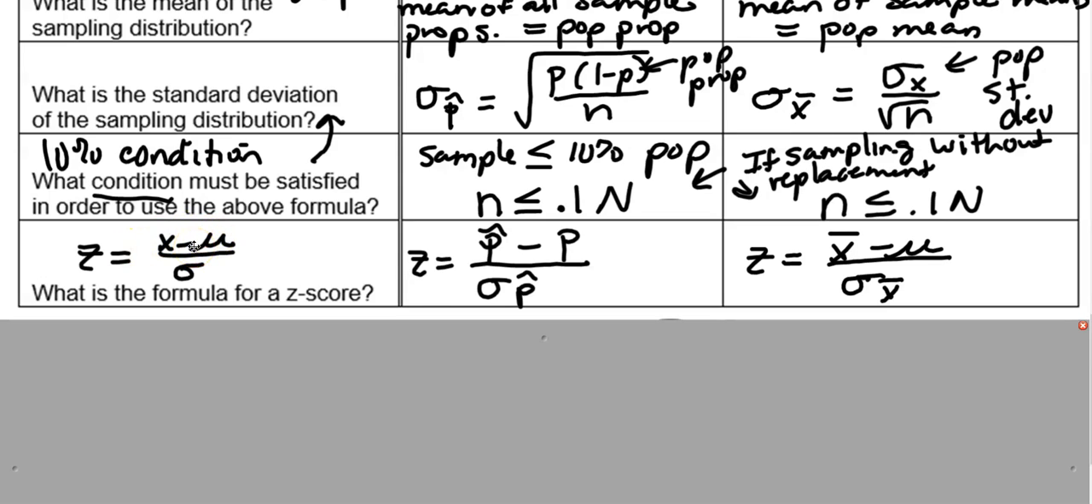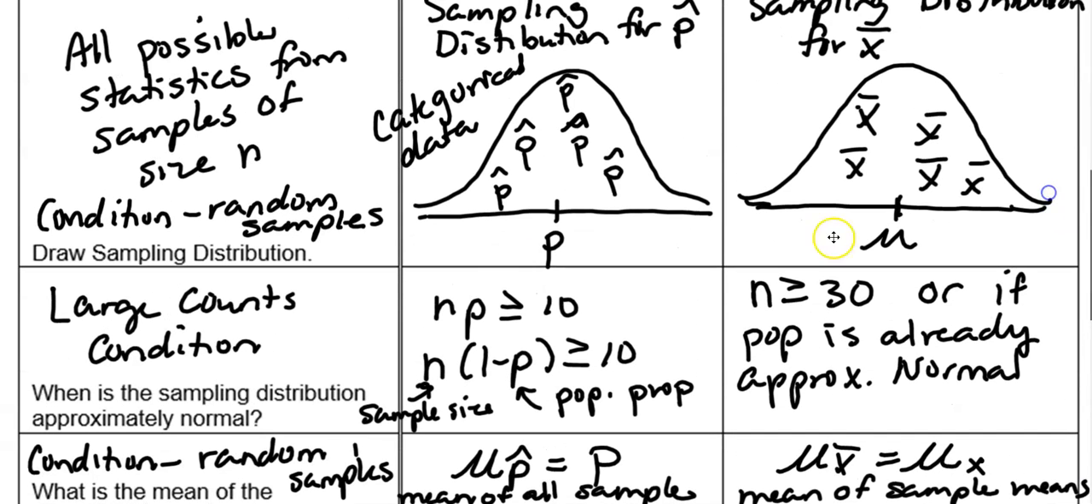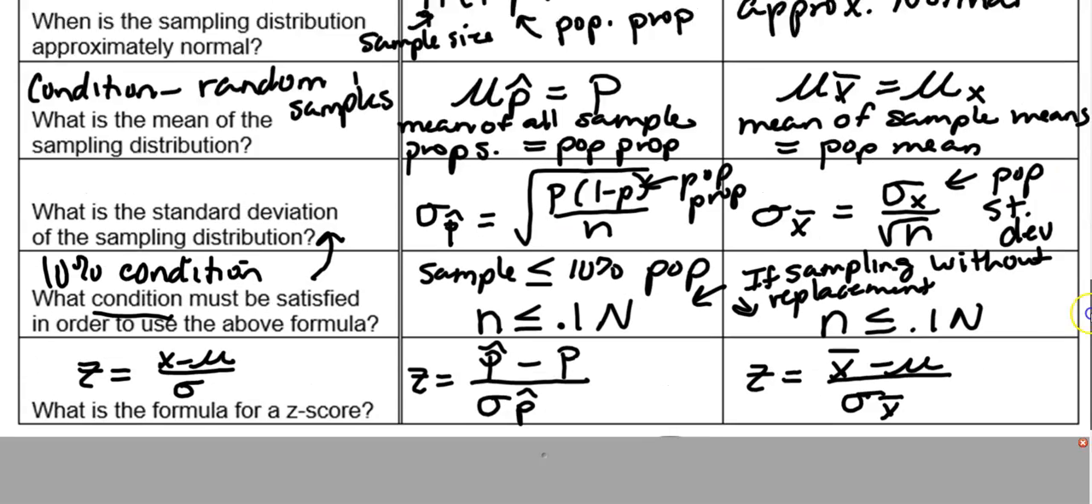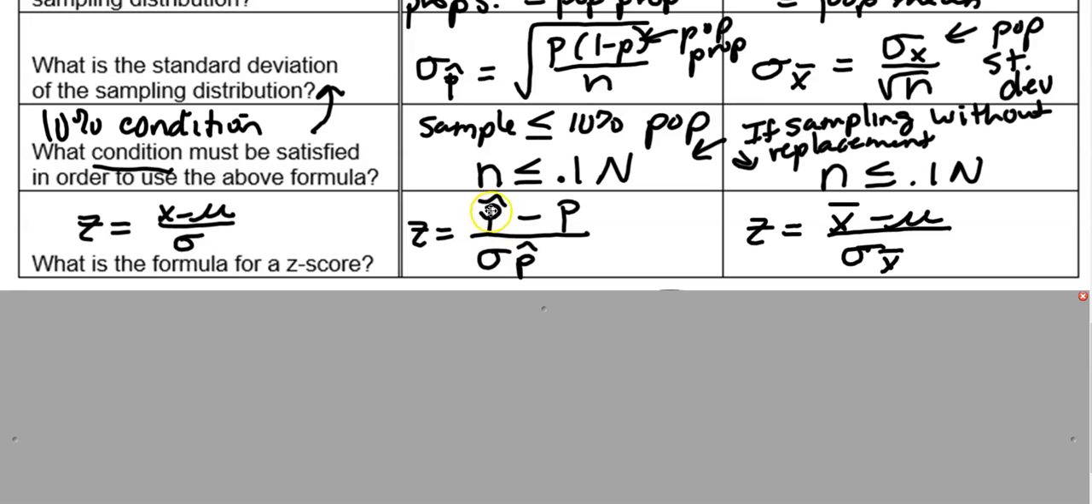So when I'm talking about the distribution of sample proportions, my individuals in my distribution aren't values of x, they're values of p hat. And my mean isn't mu, it's p. So I take the difference between p hat and the center of the distribution, which is p, and divide it by the standard deviation of p hat.